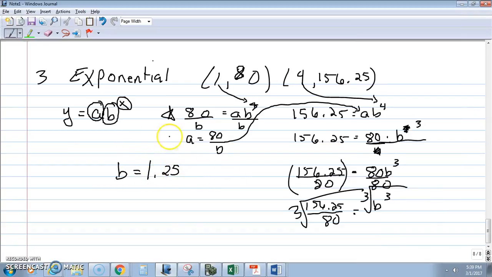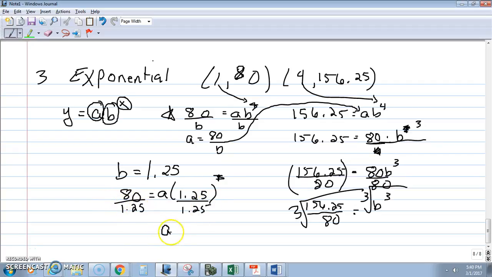Now we're going to substitute that into the first equation, which was 80 equals a times 1.25, since 1.25 is my b, which means whatever I have is growing by 25%. To the power of 1, remember that first equation had a 1 where the x was, and 1.25 to the power of 1 is just 1.25, so to solve for a, I just divide both sides by 1.25.